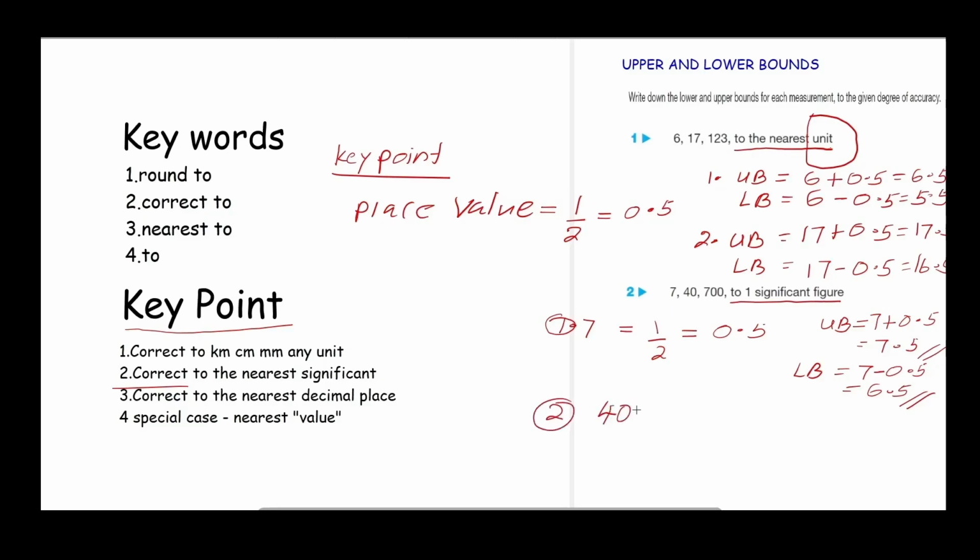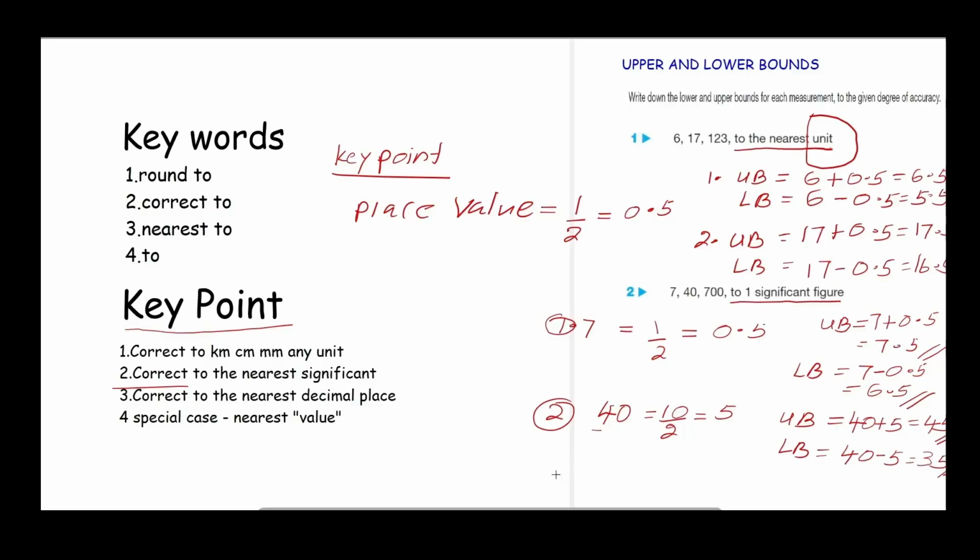In this case, what is the place value? The first significant figure of 40 is 4. The place value of 4 is 10. Then 10 should be divided by 2, it becomes 5. This time our key point is 5. When getting the upper bound, we add this much to the original measurement, which is 40 plus 5, which becomes 45. When getting the lower bound, I have to subtract this much from the original measurement, 40 minus 5, which becomes 35.